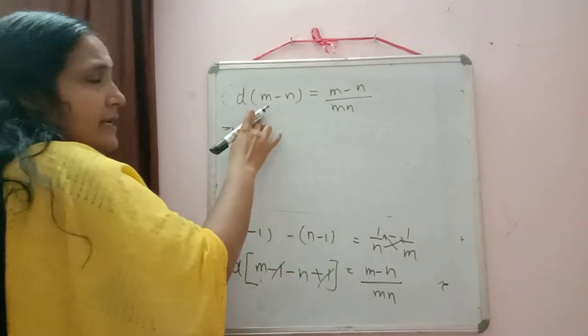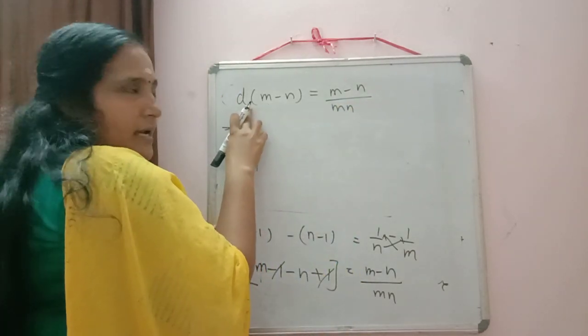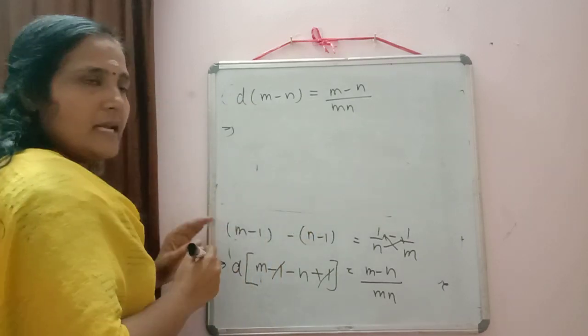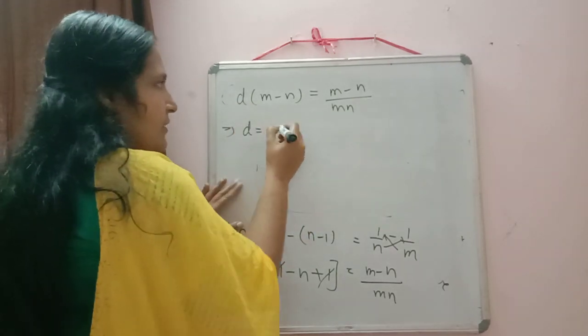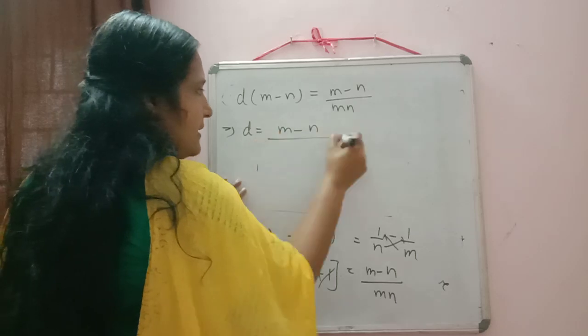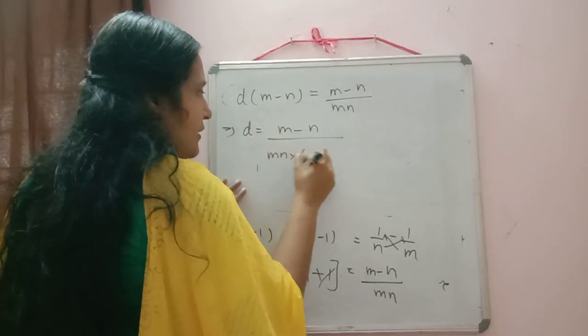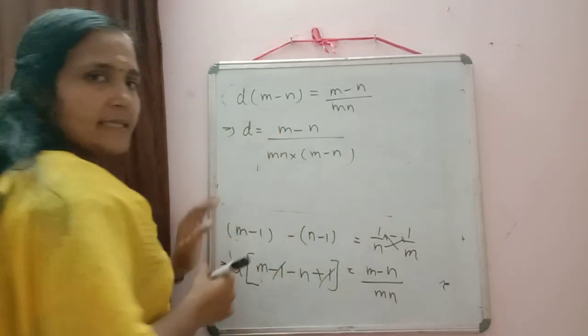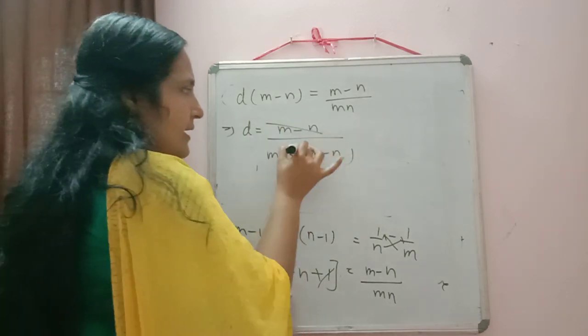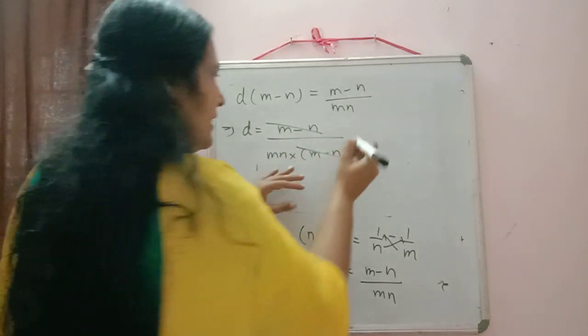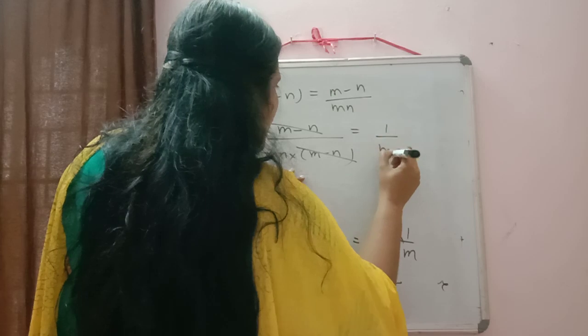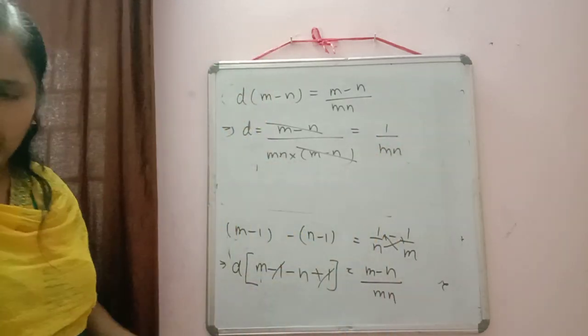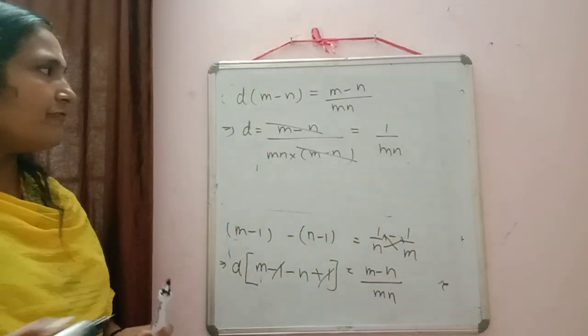Now m minus n at present here it is in numerator. If I will change the position, it will go to denominator. So it will be equal to (m minus n) by mn into (m minus n). m minus n and m minus n will get cancelled. We will get the value of d as 1 by mn. So we got the value of d.